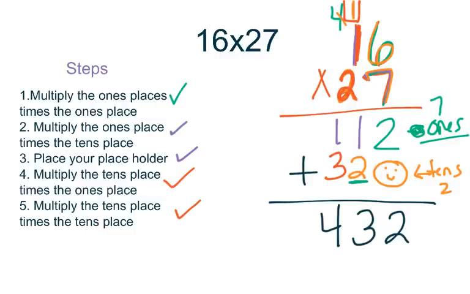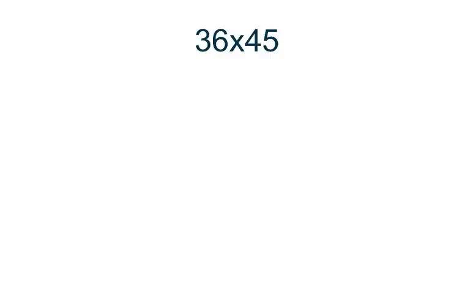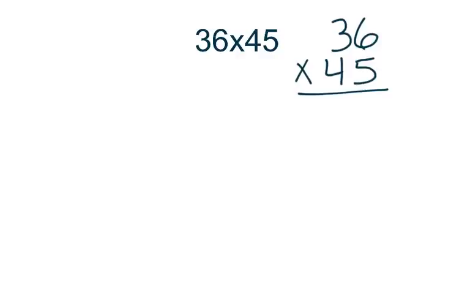Let's take a look at another problem. Here I have 36 times 45, and I'm going to multiply using regrouping. After I multiply with regrouping, I'm going to check my work using a different method. So I'm going to use the area model to check my work. To set up my problem with regrouping, I need to put my numbers one on top of the other. So I'm going to have 36 on top and my 45 underneath. So I have my problem set up vertically, and I'm going to multiply.